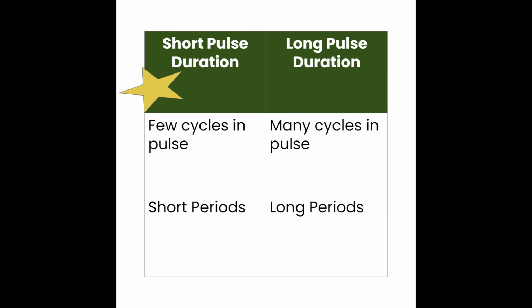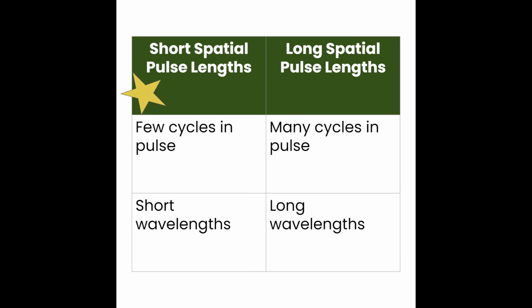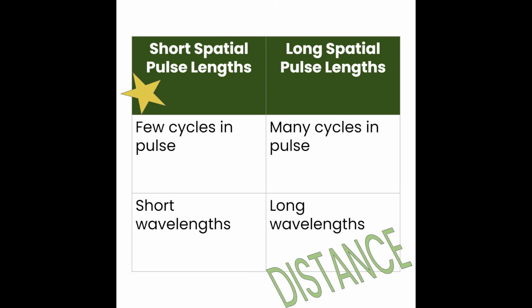Remember that pulse duration is related to time of the pulse, and we want shorter pulse durations to create better images. We're going to see that short pulse durations come along with few cycles in the pulse or short periods, where long pulse durations are going to have many cycles in the pulse or longer periods. Spatial pulse length describes a distance, and we want short spatial pulse lengths to improve our images. By having shorter SPLs, we are going to see fewer cycles in the pulse or shorter wavelengths creating that pulse, where longer spatial pulse lengths are going to have many cycles in the pulse or be created from long wavelengths.